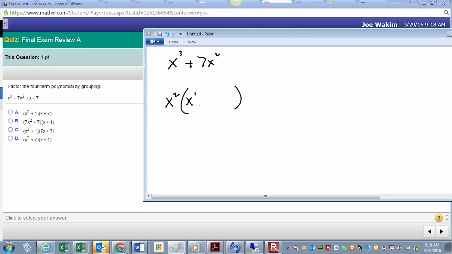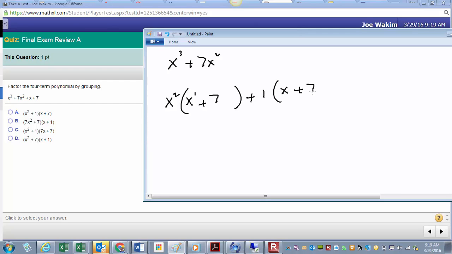X squared times what will give me 7x squared? Already we have the 7x squared, so we're missing the 7. Plus, notice here we just have x plus 7. There is no common factor. If there is no common factor, we always take 1. So let's take 1 outside. Does not make any difference.